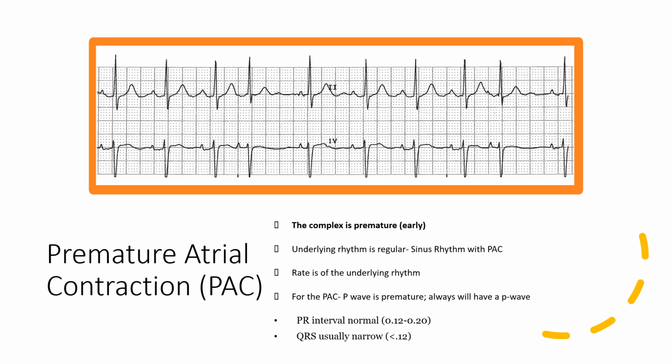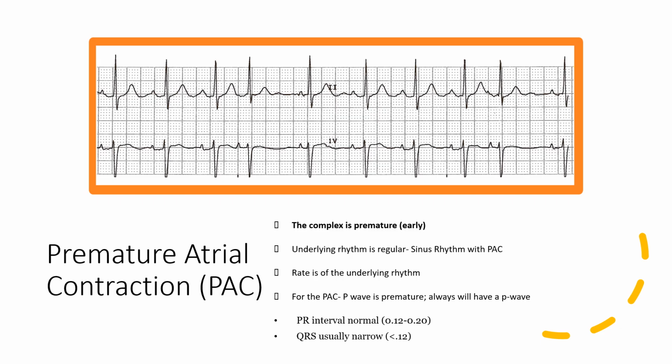So in this, we could circle those complexes that came early, but otherwise look exactly like their underlying rhythm, and describe them as premature atrial contractions. How do we know that they're premature atrial contractions? They come early and there's a P wave. Remember, the P wave is indicating an atrial beginning to this complex. So the complex is early. The underlying rhythm is regular.